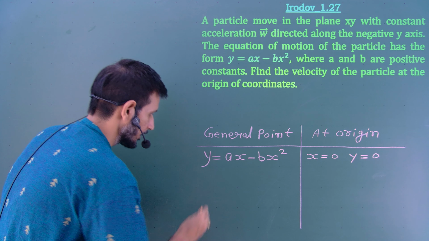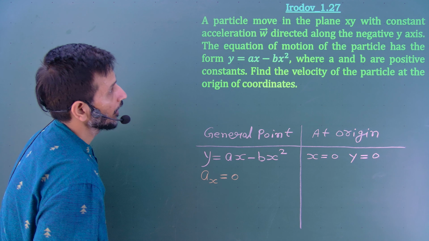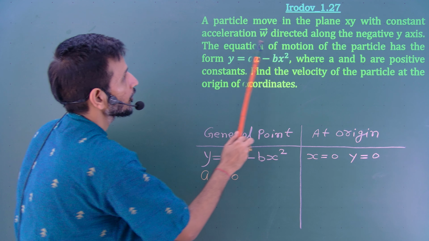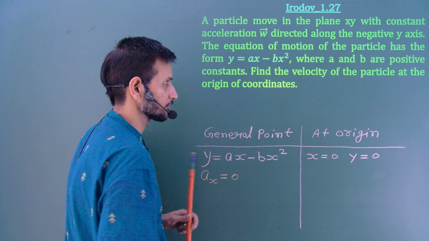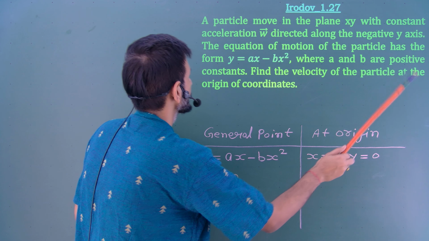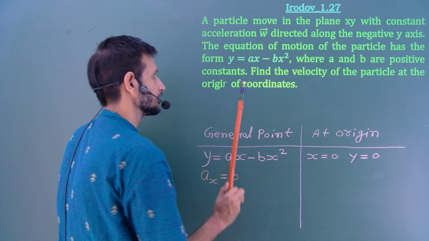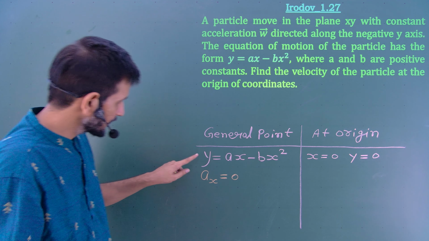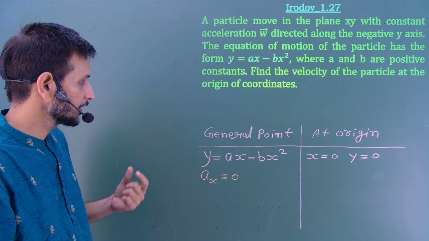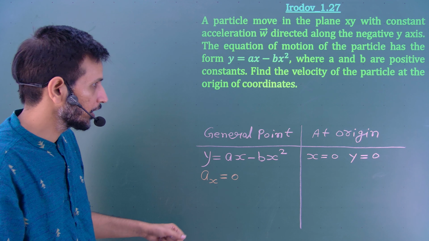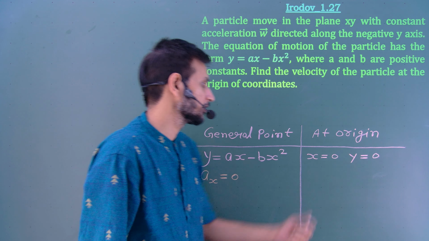It means that the acceleration in the x direction should be 0, and the equation of motion of the particle has the form y equal to ax minus bx square, where a and b are positive constants. Find the velocity of the particle at the origin of coordinates. So this is the general equation y equal to ax minus bx square, and I have to calculate velocity, but not at a random point, at the origin. So origin means x is 0 and y equal to 0.